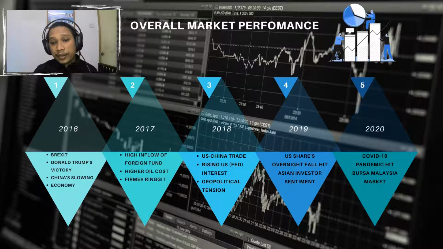The COVID-19 pandemic hit the Bursa Malaysia market, which made the end of 2020 slip 17.20 points to end the year at 1,627.21 as the intraday low. That's all from me.